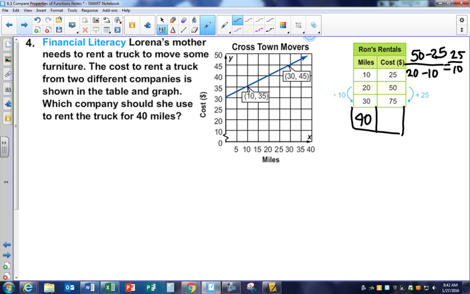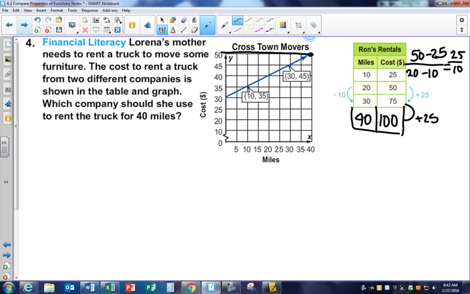So what's happening is if I go from 30 to 40, I went up by 10. Now I need to go up by 25 on this side. So for 40 miles, I would have $100 in cost. Now, the graph has the arrow continuing on for Crosstown Movers, but it doesn't quite go to 40. So if we put our dot here, we could estimate that it will cost us $50. But let's actually use our rate of change and our y-intercept to make sure that that graph would continue all the way to the 50.